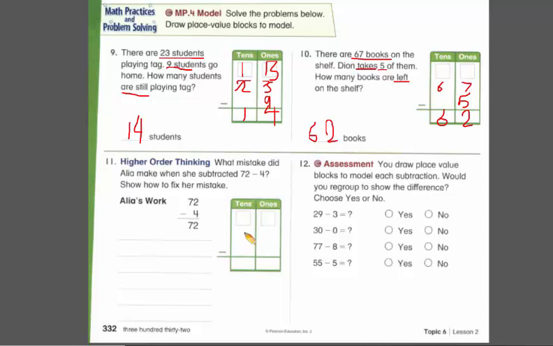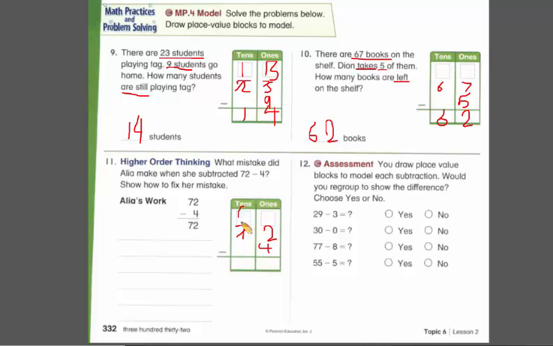So 72: 7 in the tens, 2 in the ones, minus 4. Can I subtract 2 minus 4? No, I don't have enough ones to subtract 2 minus 4. So what will you do? The 7 in the tens will help us. How? The 7 will give us 10.